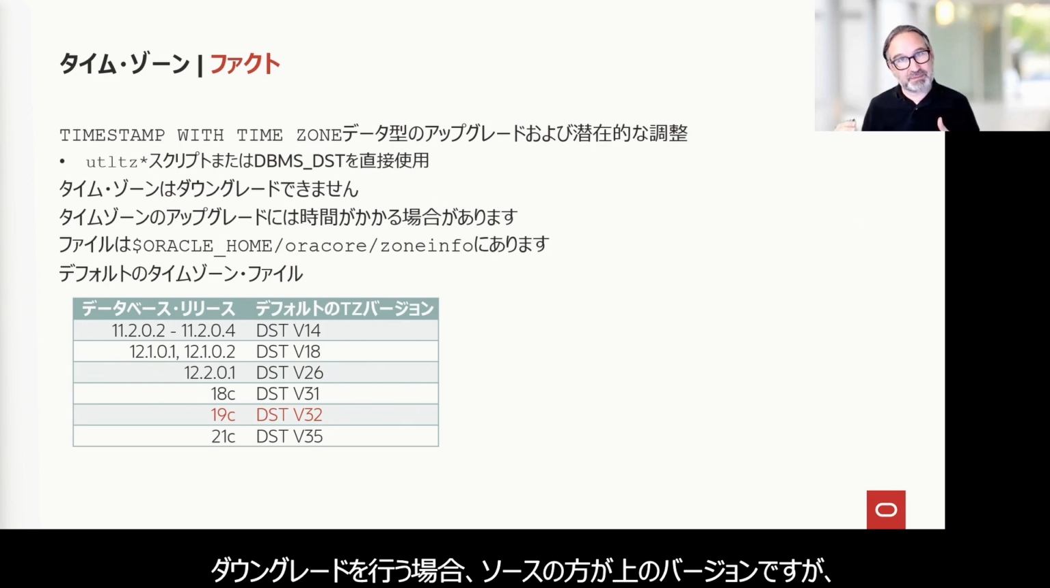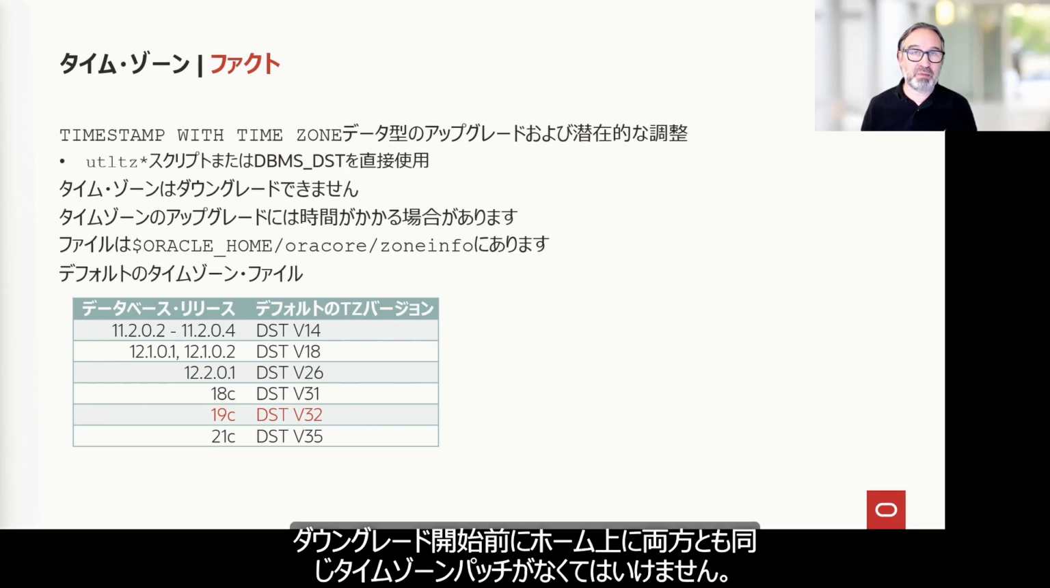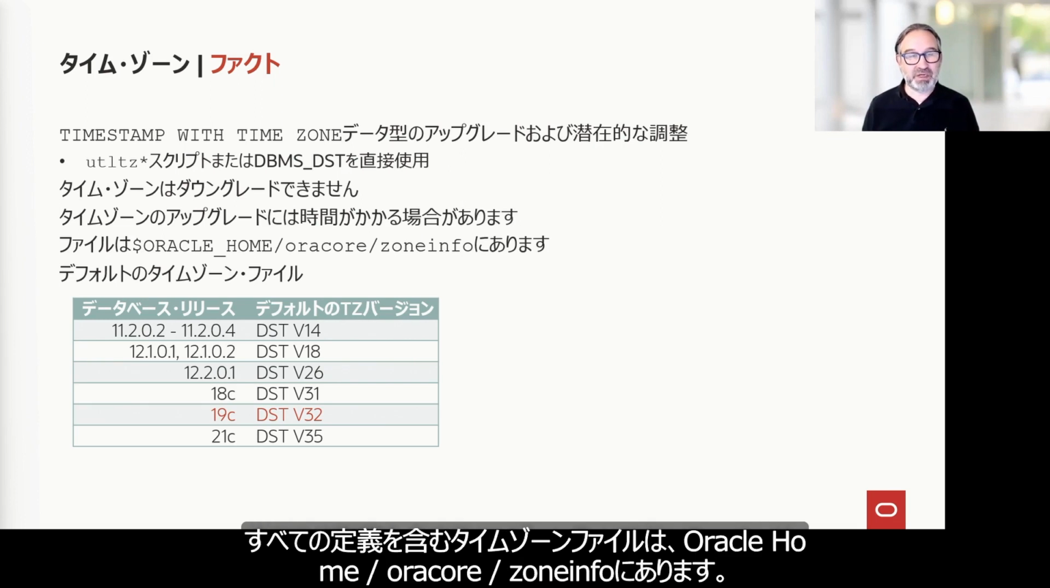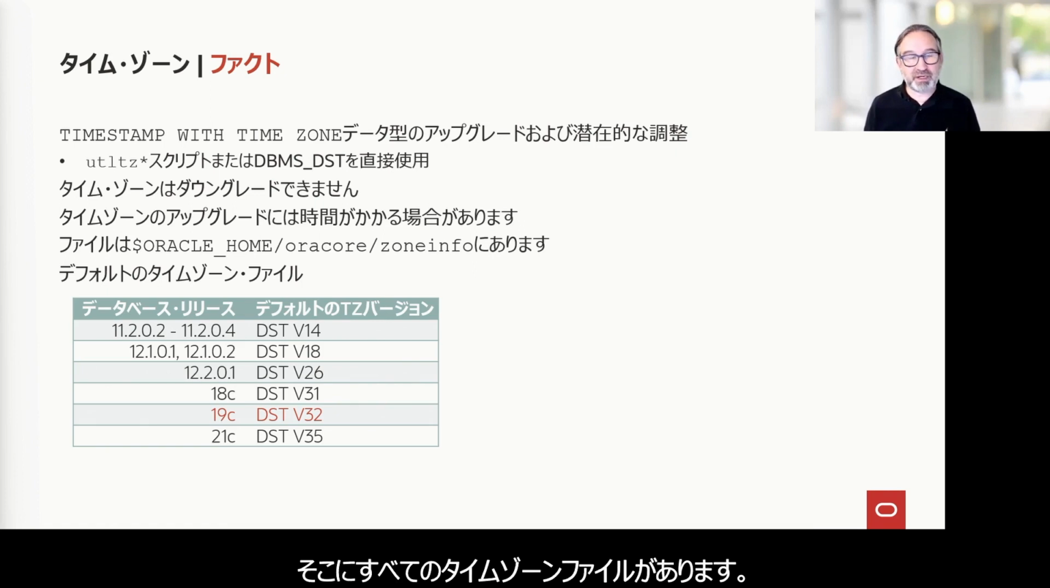The source is higher in this case when you downgrade, and the version you're downgrading to must have the same time zone patch in the home before you trigger the downgrade. The time zone files with all the definitions will be in Oracle Home, Oracle Zone Info. There you can find all the time zone files.